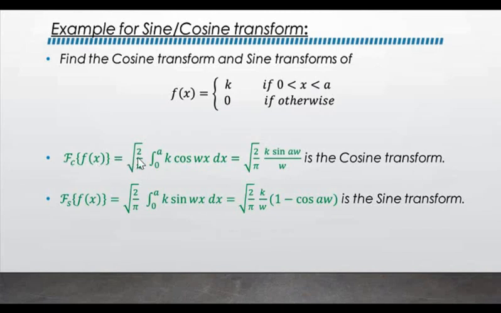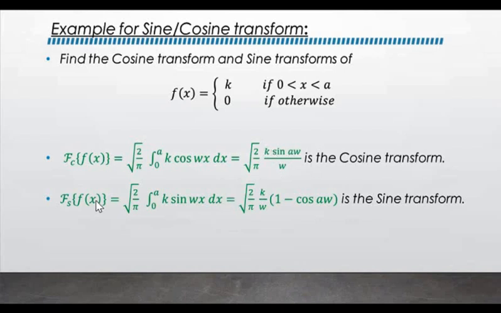It is just root of 2 by pi integral 0 to a k into cos omega x dx, where k is the function, and you don't have to integrate from 0 to infinity. The function is 0 outside 0 to a, so you need to integrate only from 0 to a. So this k will come out, and the integral of cos omega x is sine omega x by omega, and you integrate from 0 to a. Sine 0 is 0, so one term will be 0, and the other one, when you put x equal to a, you will get sine a omega. So this will be the cosine transform.